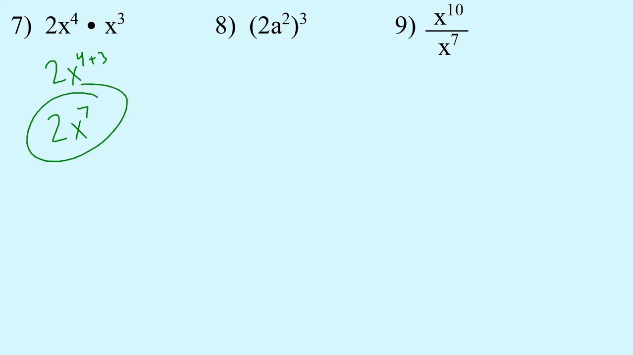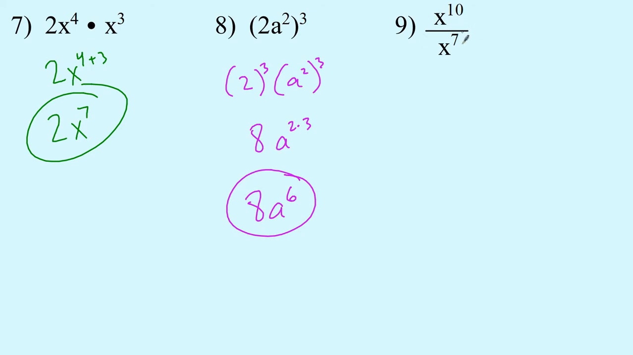Number 8. Here, everything's being multiplied on the inside of the parentheses, so we can distribute the cubed. We can write that as 2 cubed and a squared cubed. 2 cubed is 8. A squared cubed, we multiply. So our answer is 8 times a to the 6th power. Whew, it's hard to say.